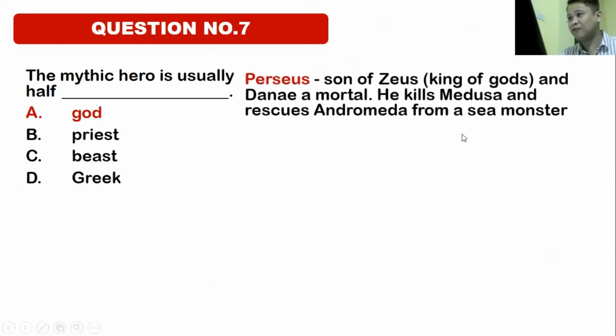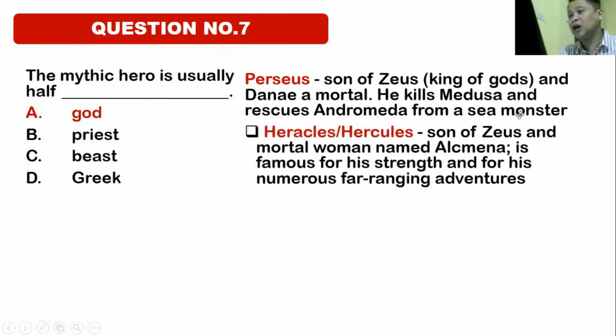So, for example, we have here some mythic heroes who are demigods. Perseus is the son of Zeus, the king of gods, and Danae, a mortal. He kills Medusa and rescues Andromeda from a sea monster. Another one is Hercules or Heracles, a son of Zeus and a mortal woman named Alcmena. He is famous for his strength and for his numerous far-ranging adventures.